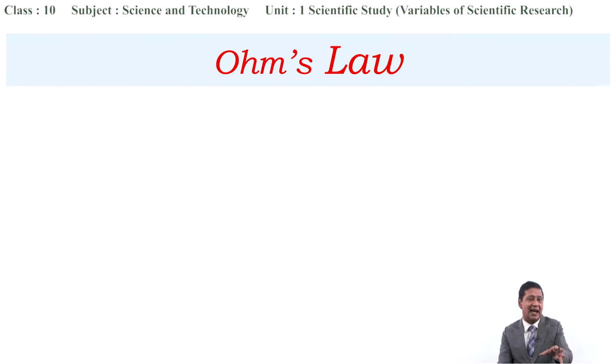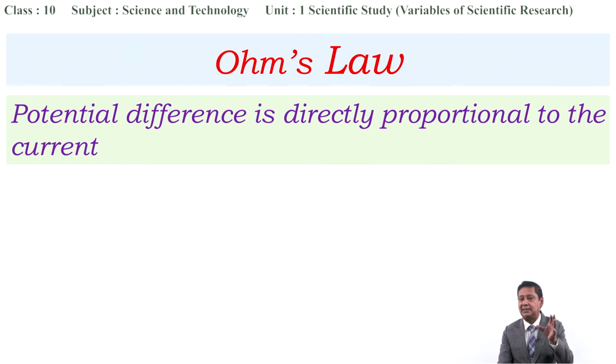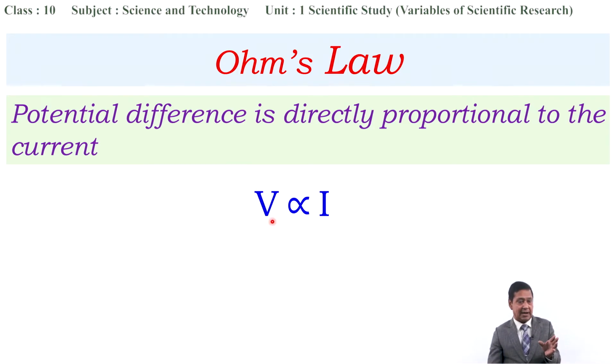What Ohm said at that time was, potential difference is directly proportional to the current. What is the meaning? If potential difference increases, current also increases. This was the conclusion of Ohm. Now, let's take the same diagram. It can be represented symbolically like this. V is directly proportional to I. V is potential difference, I is what? Current, and this sign is called directly proportional. V is directly proportional to I.